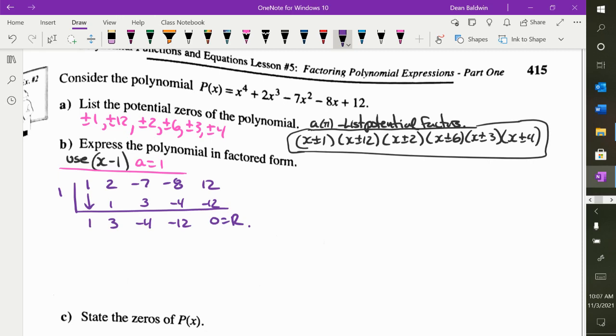Done? This is why synthetic's so much better. There's your answer. Should have gotten a remainder of 0. So we write it as P equals DQ plus R. Our divisor was x minus 1. What's our quotient? X cubed plus 3x squared minus 4x minus 12. Exactly. It was a 4th degree that we divided by a linear, so it has to be a cubic.